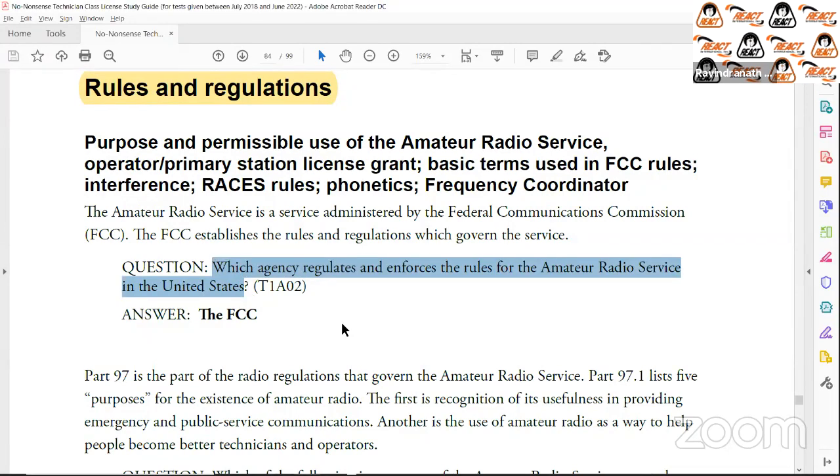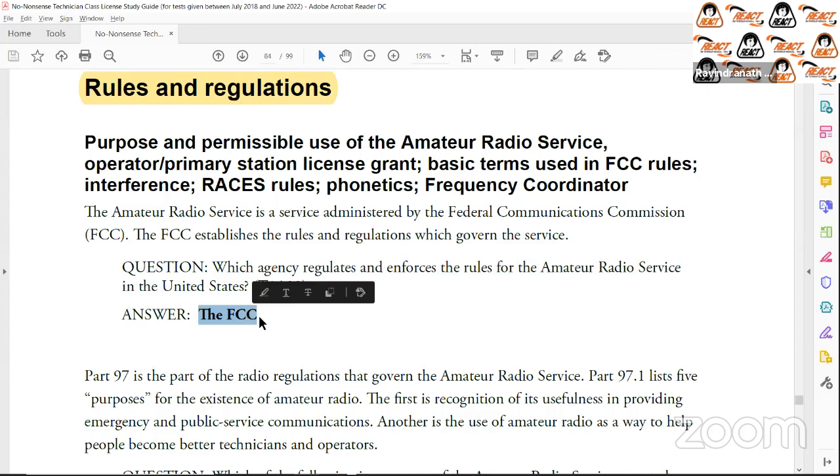Which agency regulates and enforces the rules for the amateur radio service in the United States? And previous class, we learned that was the FCC, Federal Communications Commission. Right.